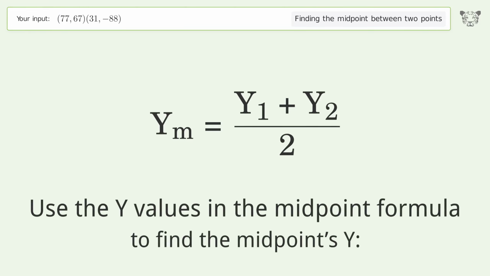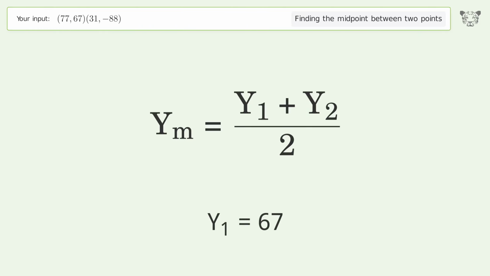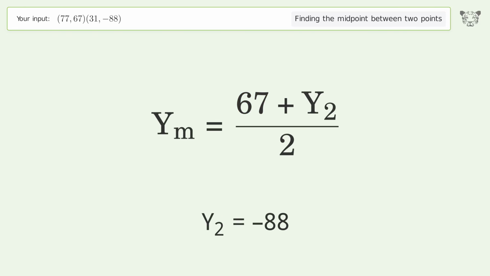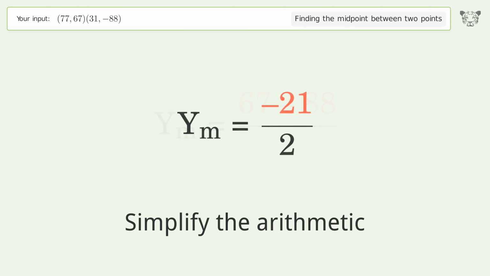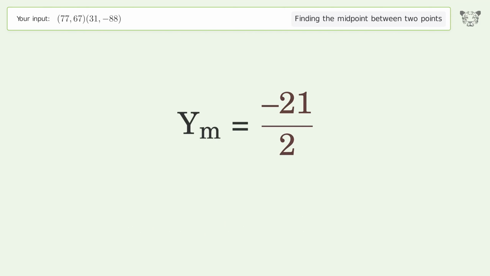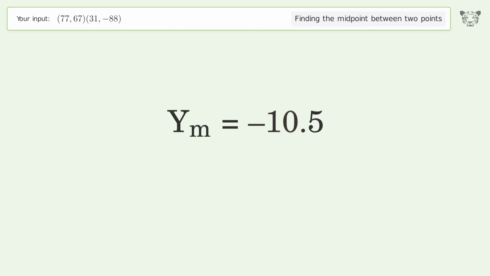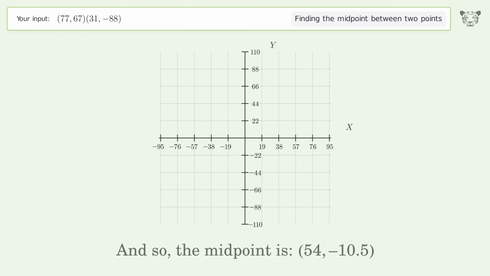Use the y values in the midpoint formula to find the midpoint's y. y1 equals 67. y2 equals negative 88. Simplify the arithmetic. And so, the midpoint is 54, negative 10.5.